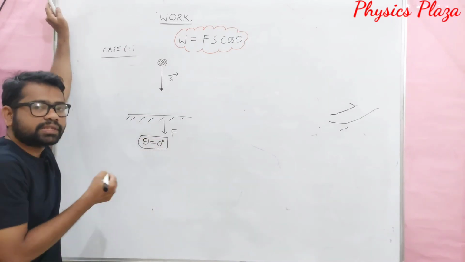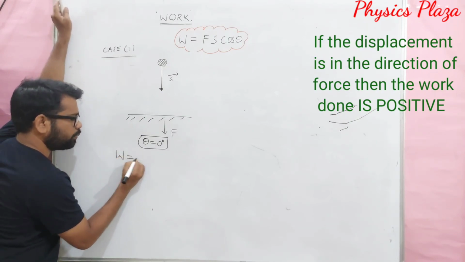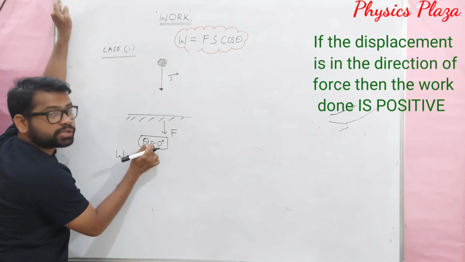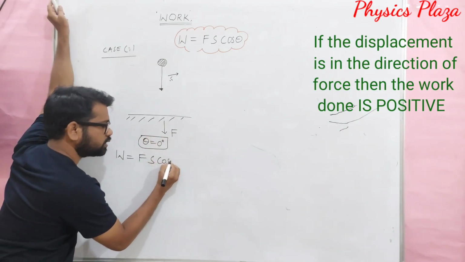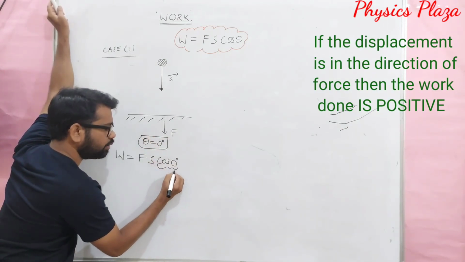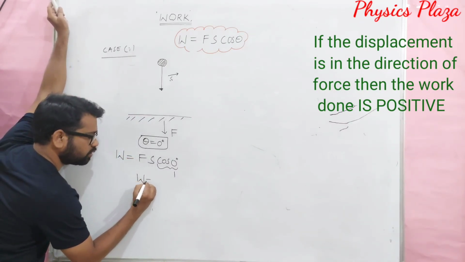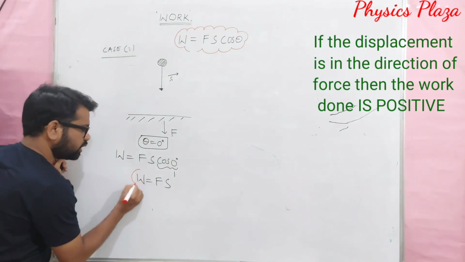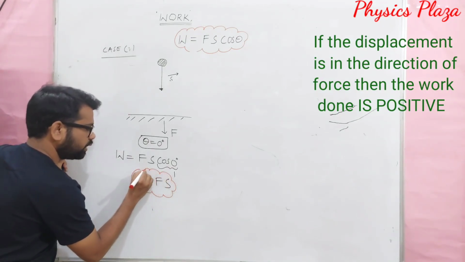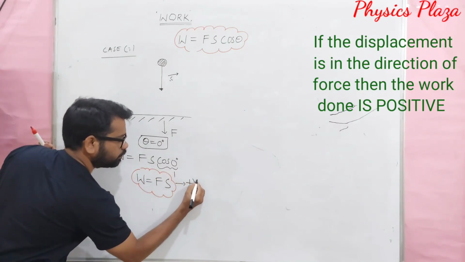Now, let us calculate in this case what will be the work done. We know that W is equal to F S cos theta. In the place of theta, what we should write? 0 we should write. That is cos 0. Children, what will the cos 0 value be? It is 1. So finally we will get W is equal to Fs. So F is positive only, displacement is positive only, so work done will be positive only.